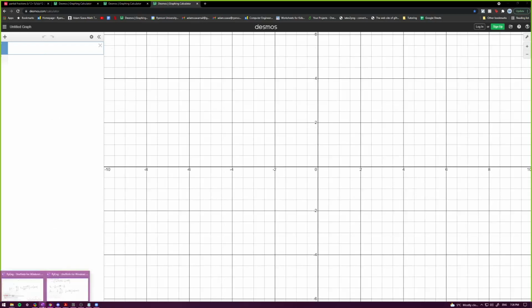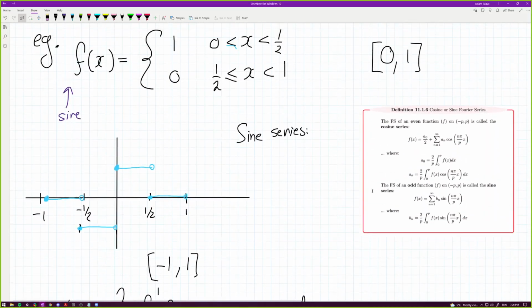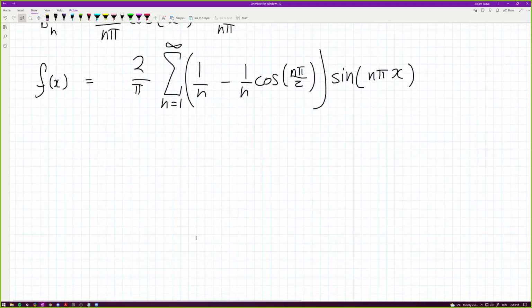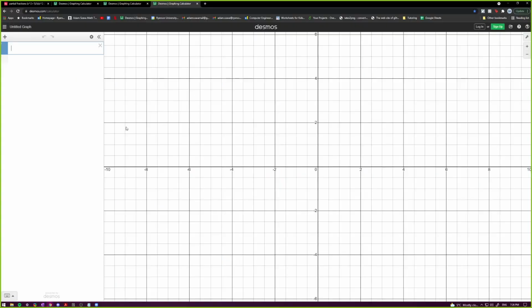Where'd the sine come from? The sine just came from the formula here, right? So what we just did is we calculated bn, but then in the actual Fourier series, you need to do bn sine n pi x over p. P is 1 in our case, so it's just n pi x. That's all it is. I just calculated bn and then multiplied it by sine. Okay, good. So let's just quickly graph it to make sure it works out.